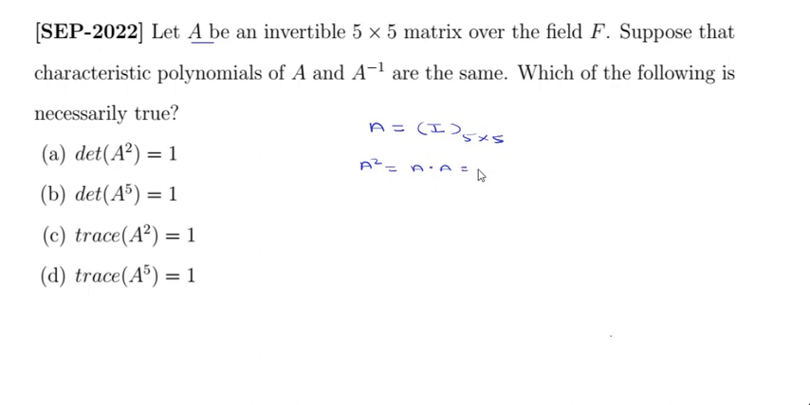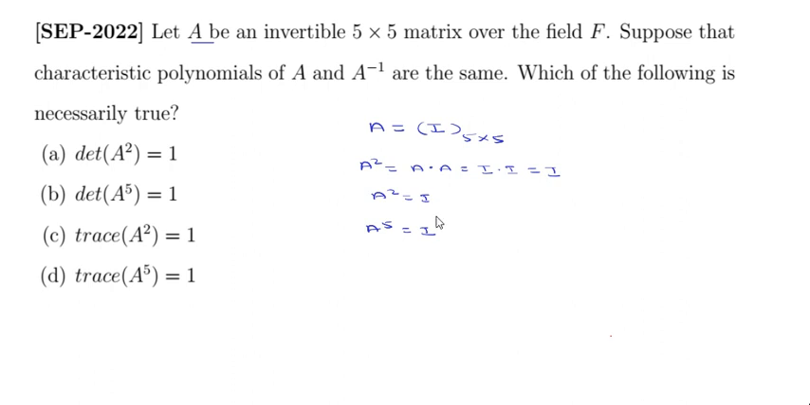So that is A equal to I. So this will be equal to I into I, which is I. So this implies A square equals I, and similarly A power 5 will also be equal to I. A power 5 can be written as A square into A square into A, so A square into A square is I, and I into I is again I. So we will find trace and determinant for these two.